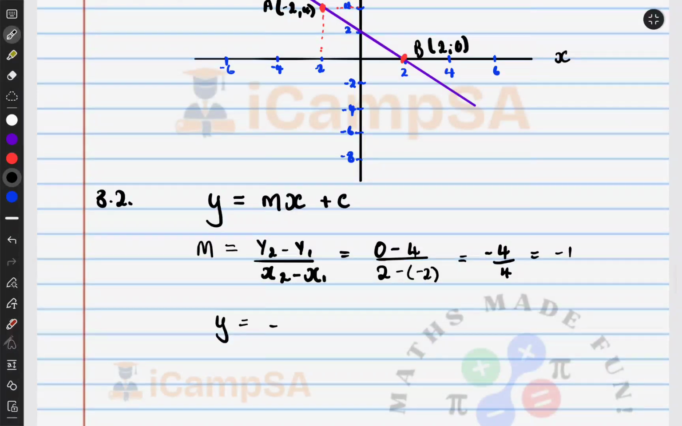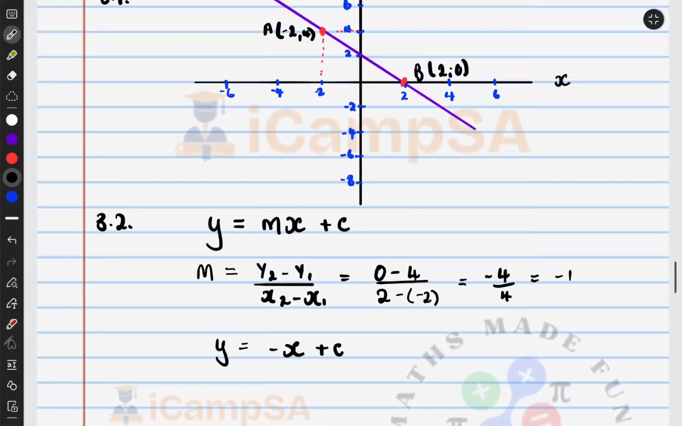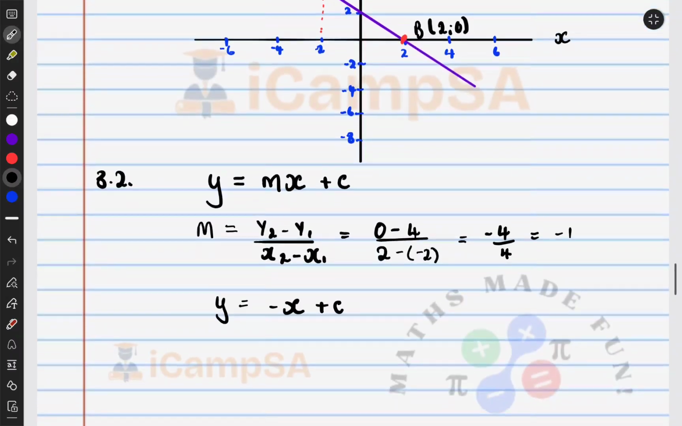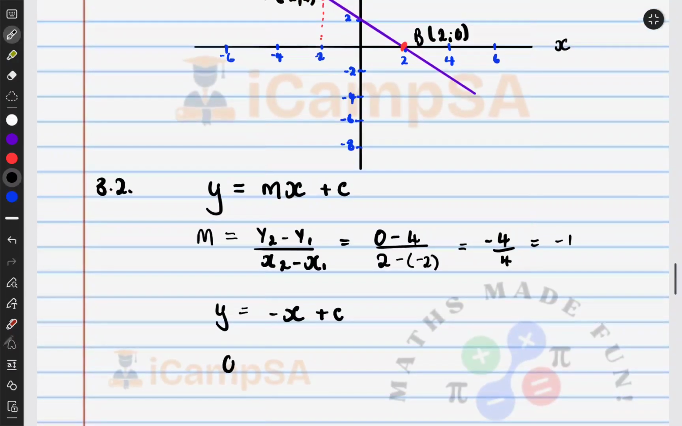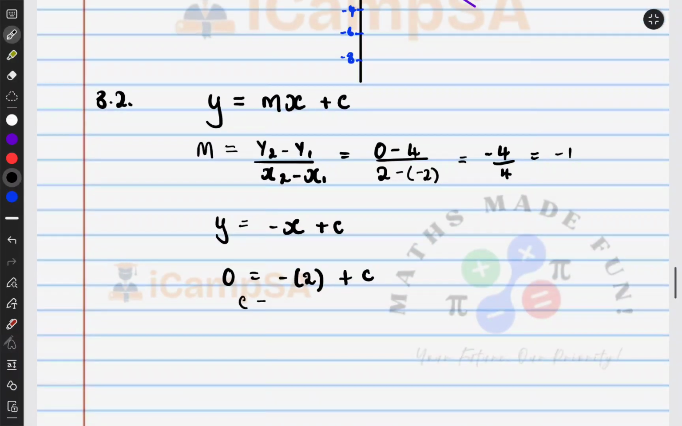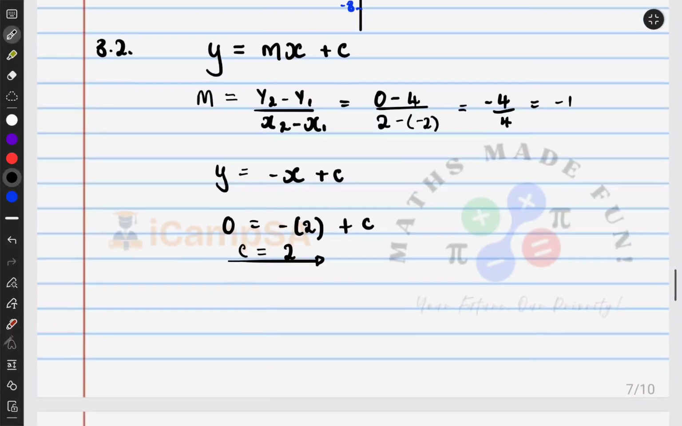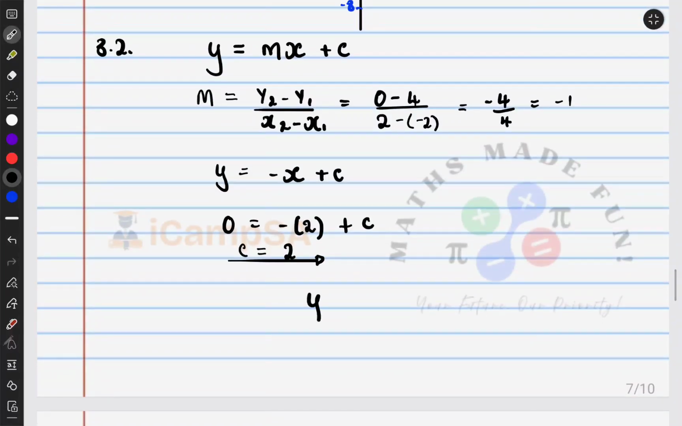So we're going to have y equals -x plus c. Now we need to determine the value of c. We can use any coordinates of A or B, since they both lie on the straight line. So let's quickly use B. y is 0, which is equal to negative x, which would be -2, plus c. Therefore c is equal to 2. Okay, therefore we have now calculated our equation, and it's going to be y is equal to -x plus 2.